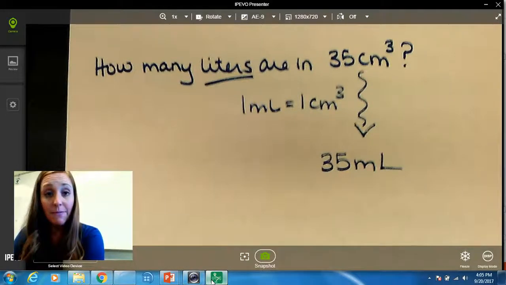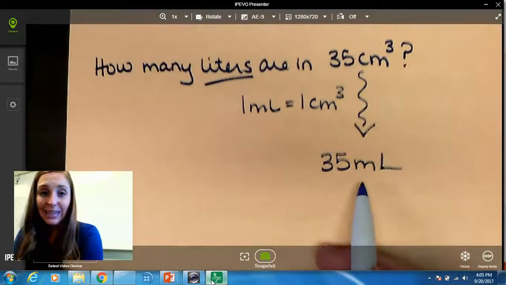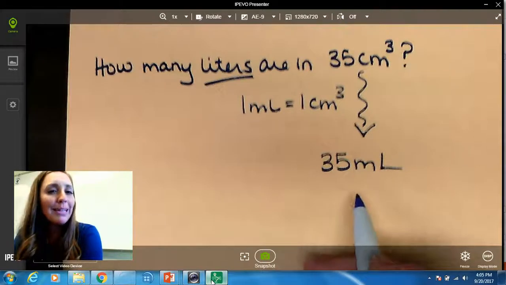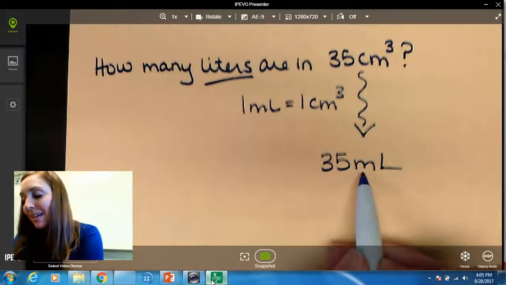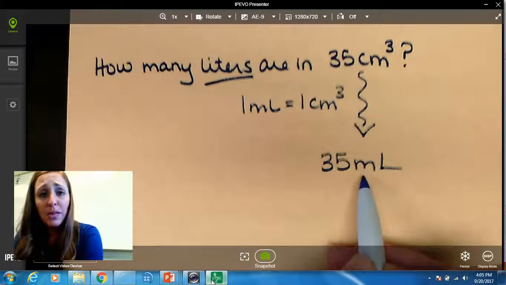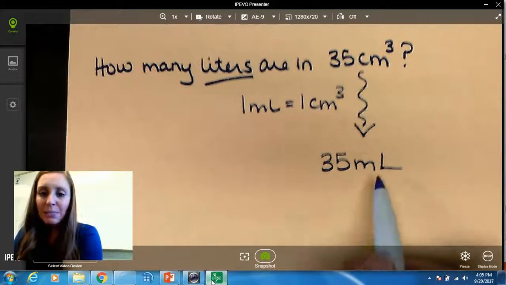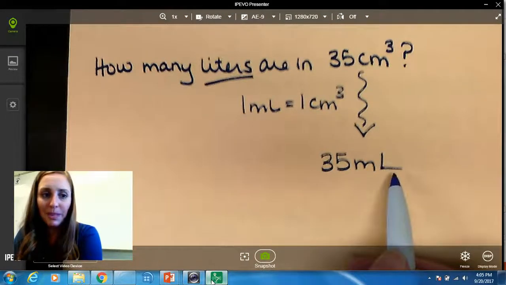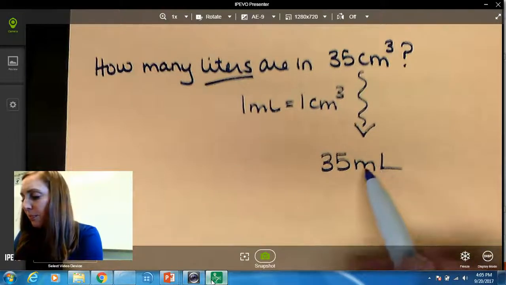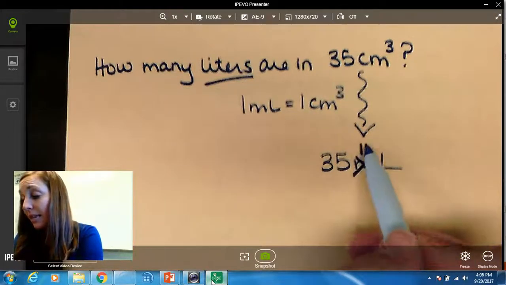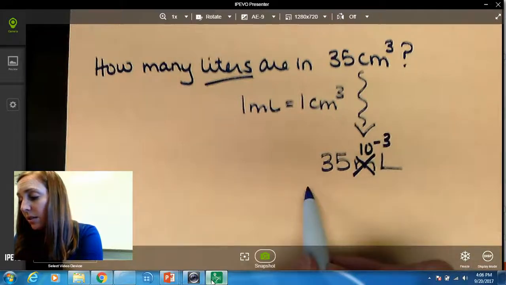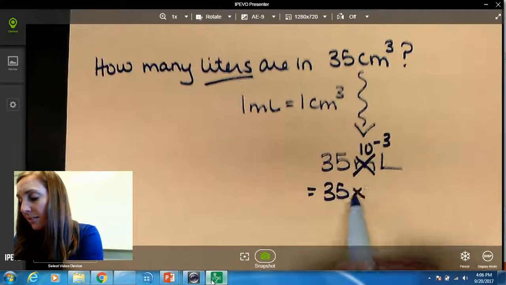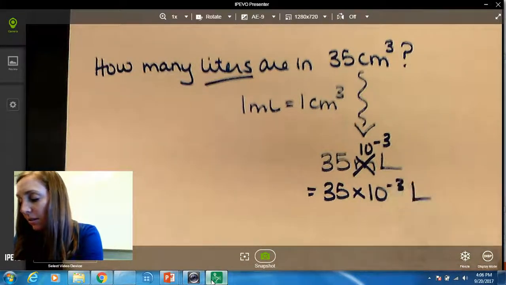So I look on my chart and I find milli. Notice milli has a lowercase m. Don't confuse milli and meters. Milli is always going to go up front. So if you see a lowercase m by itself, it's meters, but if you see it in front of something else, it's milli. That's one of the weird ones. Okay, I found milli, and it's 10 to the negative 3. So this equals 35 times 10 to the negative 3 liters.